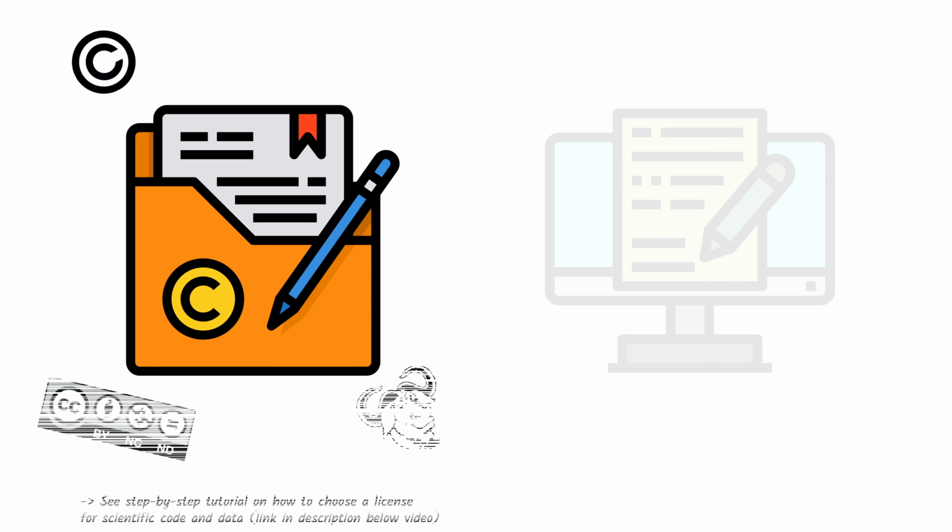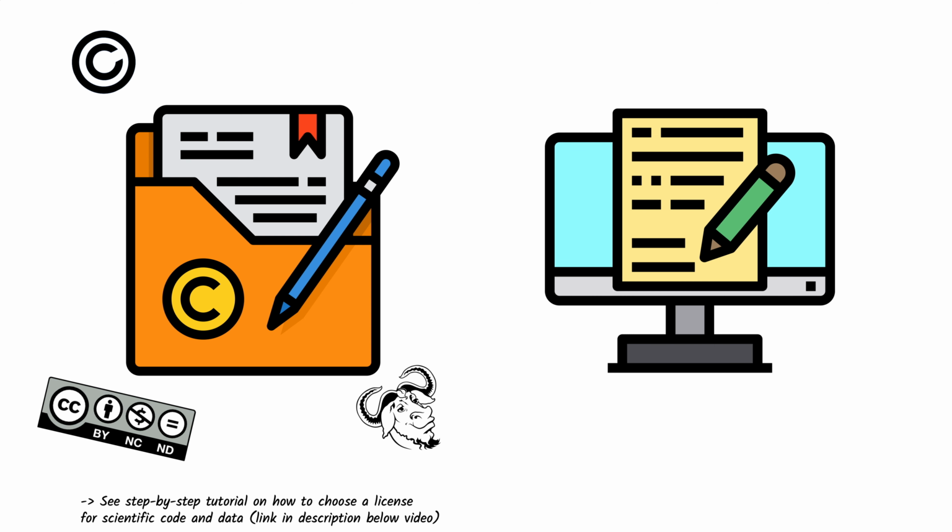Finally, we have to take care of two important things when we upload the data or code to repositories. First, we have to add a license. The material we put online is automatically protected by copyright, so in theory, nobody can use it. This is why we have to add a license, to allow other scientists to use our material and to determine the conditions under which we want other scientists to use our material.